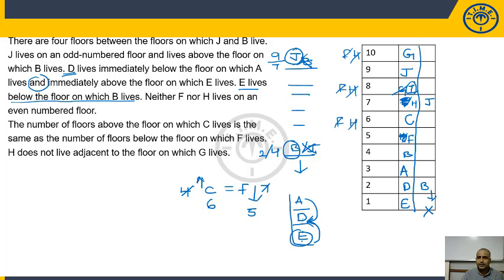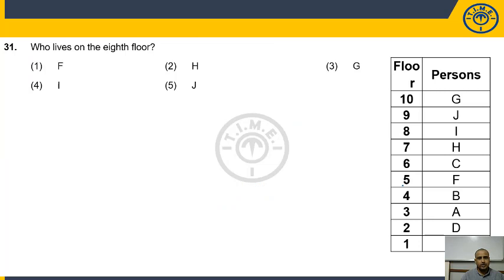It is a very simple arrangement, right? It takes a maximum of 2 minutes to complete with the discussion, so without discussion you can complete it in much less time. Let's answer the questions. What is the arrangement? G, J, I, H, C, F, B, A, D, E. Who lives on the 8th floor? I. Choice 4.